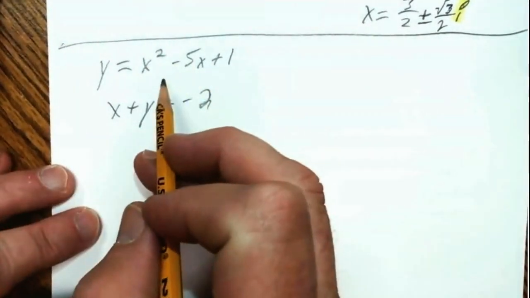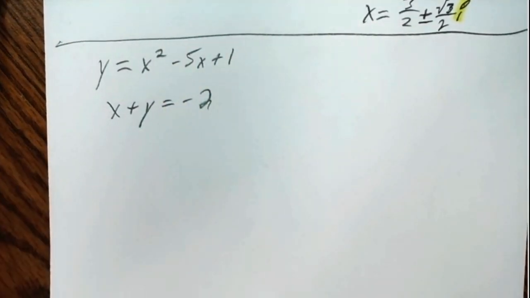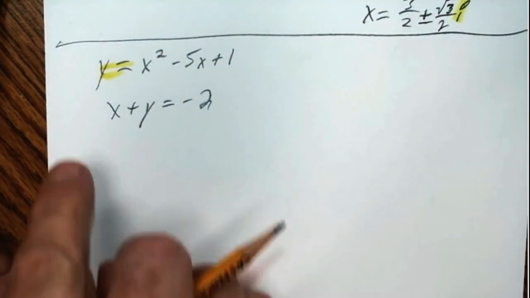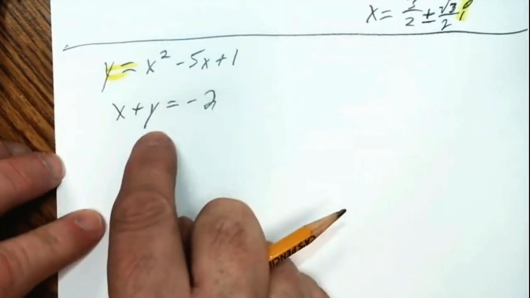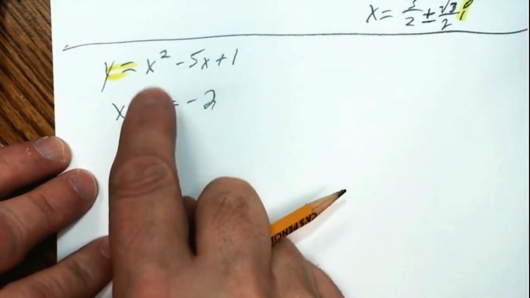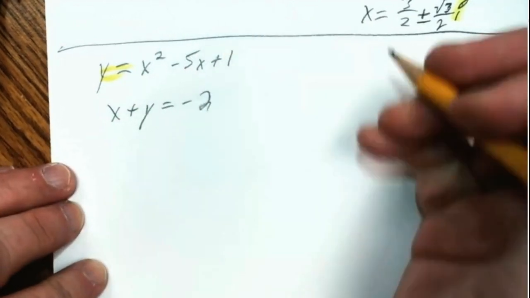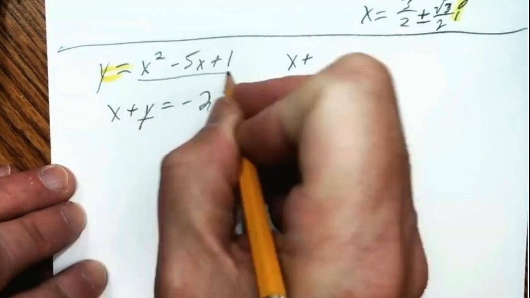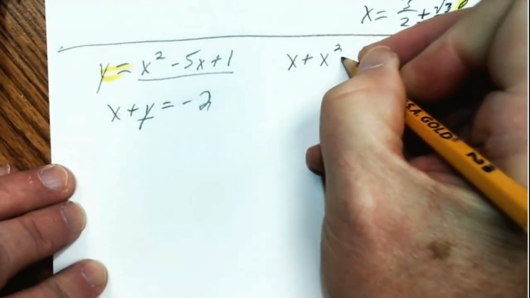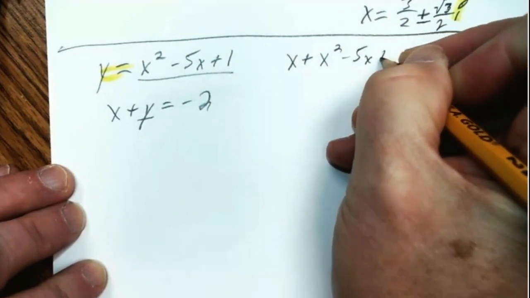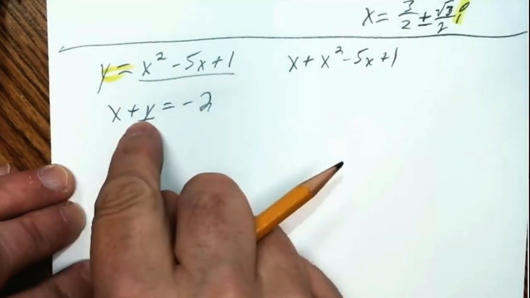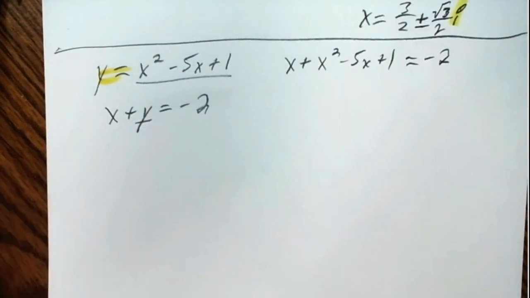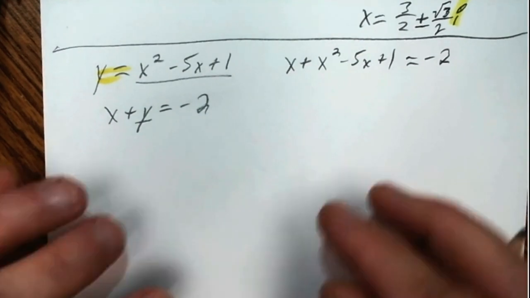It's already kind of set up for substitution because we know what y equals. Y equals that. So this y could equal that. So let's do that. x plus, and instead of y, I'm going to put this: x squared minus 5x plus 1. x plus y equals -2. Okay, not bad so far.